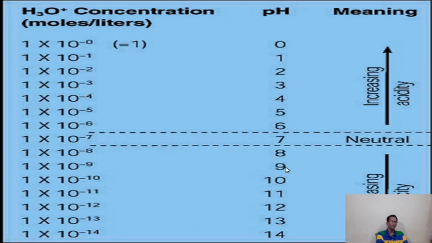Then come to the second part. When you move from 10 to the power minus 7 to 10 to the power minus 14, the H plus ion concentration is again decreasing. This is the lowest value, 10 to the power minus 14. H plus ion concentration of 10 to the power minus 14 means pH is 14. That means from 7 onwards to 14, pH value is increasing. So basic character is increasing, but acidic character is decreasing. From 7 down to 0, acidic character is increasing and basic character is decreasing.